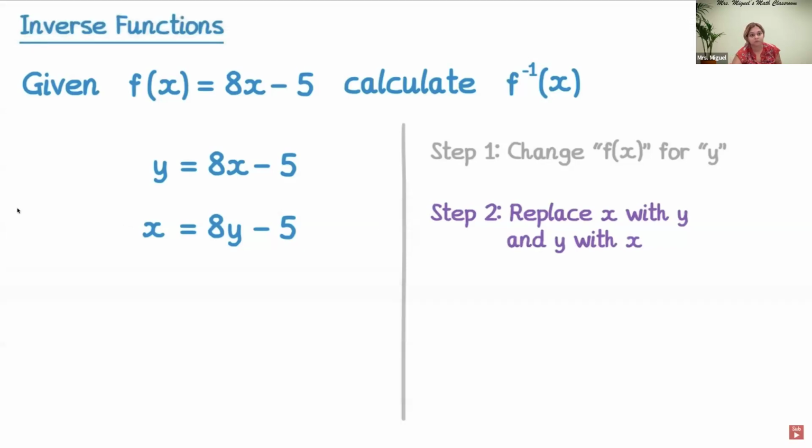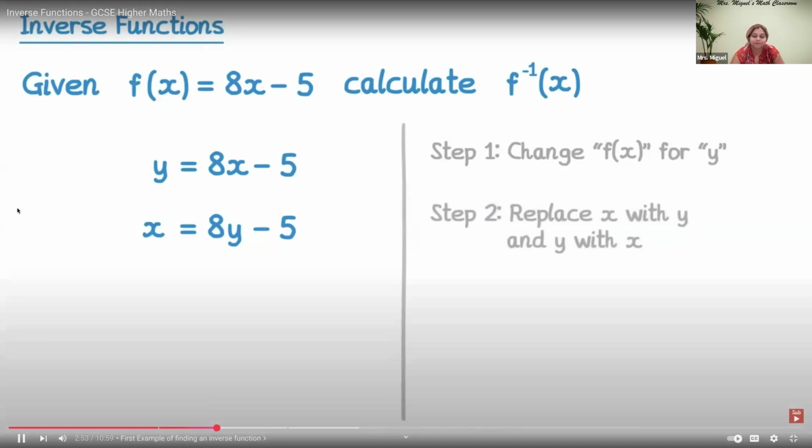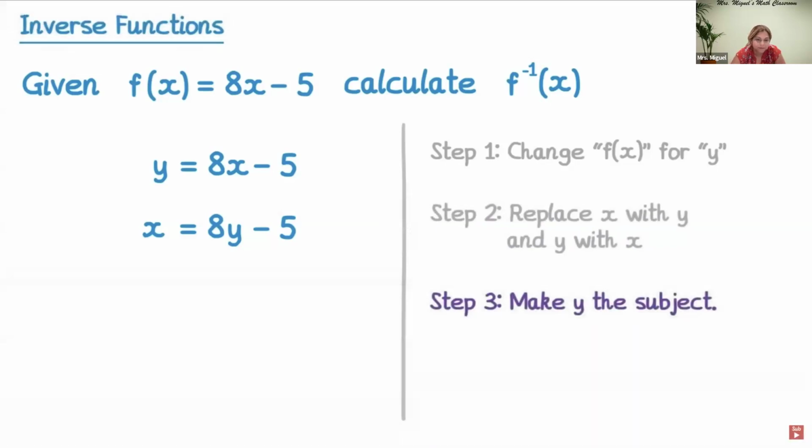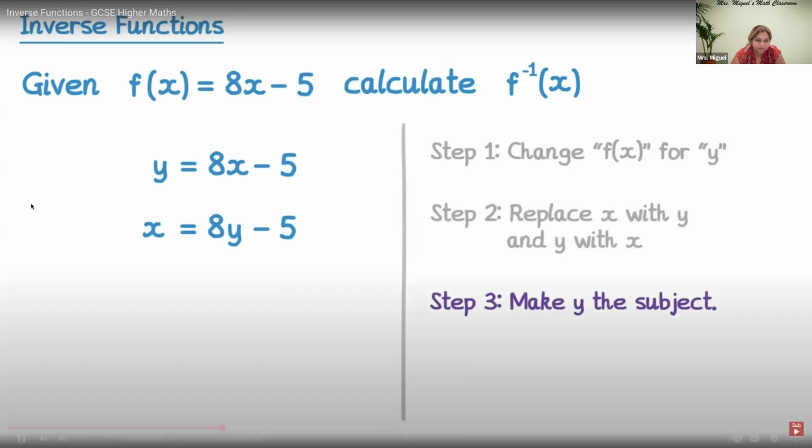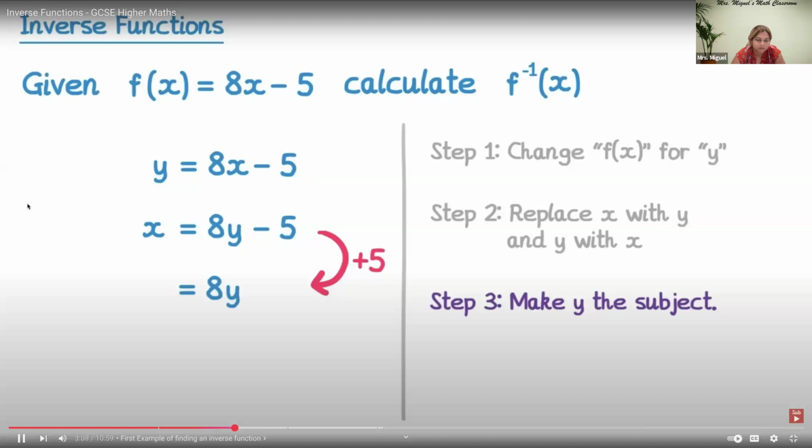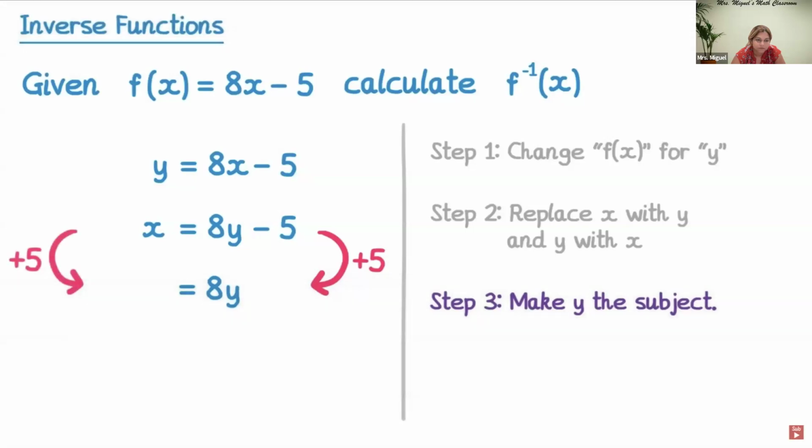That's step 2 complete. Then we move on to step 3, which is to make y the subject. So we need to do a bit of rearranging. First of all, I'm going to add 5 to both sides. If I add 5 to the right-hand side, that will cancel the negative 5 that's there and leave me with 8y. And if I add 5 to the left-hand side, well, there's already an x there, so I just need to add 5 to that, so that's x plus 5.